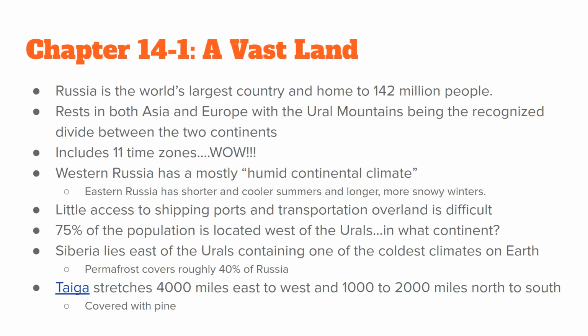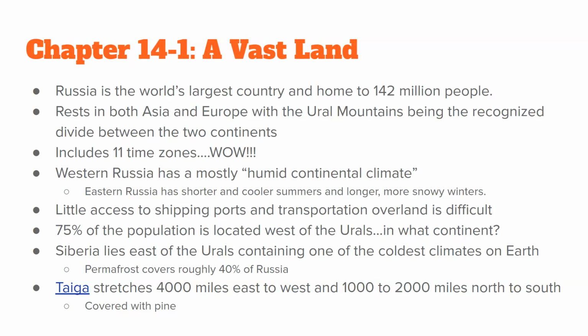All right, so here's that Chapter 14 brief introduction, just to give us a sense of what Russia is like. One of the things we know about Russia is that it's the largest nation in the world by total area. It is massive. In fact, it's on 2 continents. The Ural Mountains serve as the dividing line between those two, Asia and Europe. Russia is so massive, it has 11 time zones.